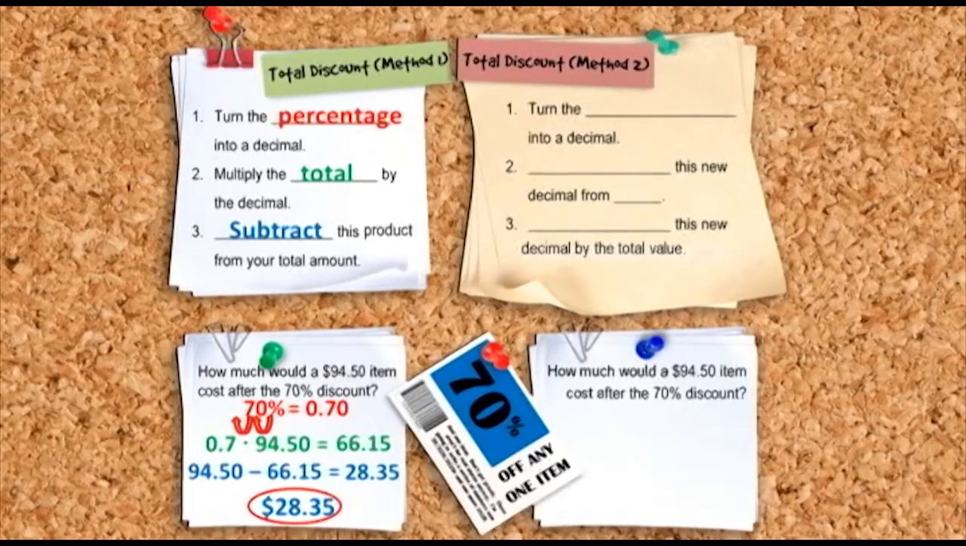Now, method two I like a little bit better because it has a clear ending, not that last step where you have to subtract one more time. Step one, turn the percentage into a decimal. We are pros at this, so I'm going to move it over. I get 0.7.